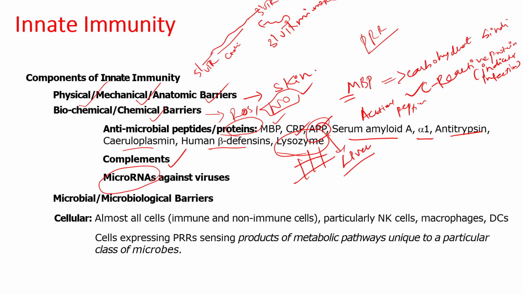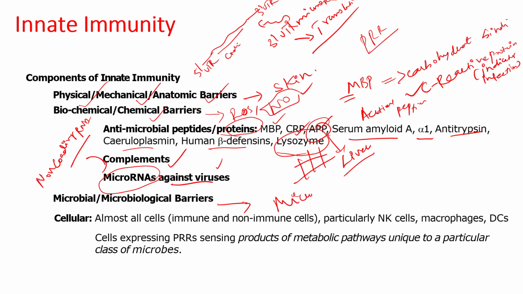Okay, then it will stop the translation. So that's why it is called microRNAs against viruses also. These are non-coding RNAs. Okay, so there are other microbial and microbiological barriers, in the sense there are multiple microbes in our body. So that will stop the other pathogens. Those are called microbial or microbiological barriers, that we are going to see.